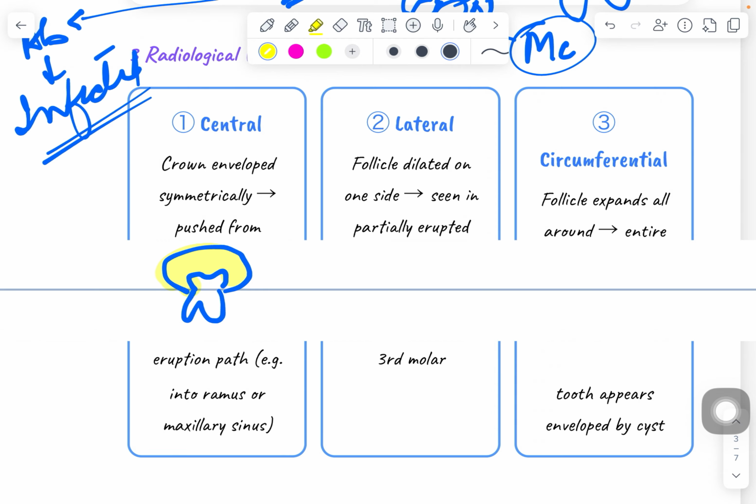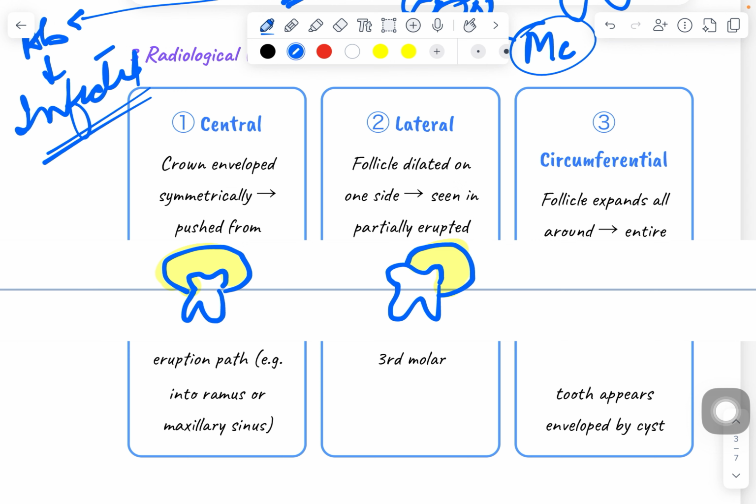Here this is the lateral one. Lateral में क्या है? Suppose this is the crown. अब ये crown partially erupted है, तो जो part erupted नहीं है उधर वाली side पे like this. This will be the lateral radiological variant. One half of the crown follicle जो है हमारी cyst का that is dilated on one side.